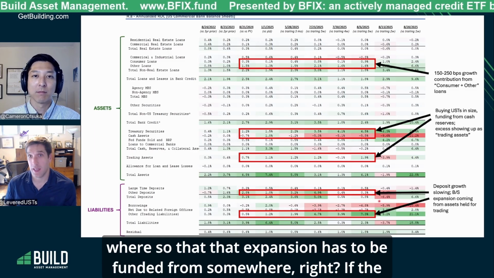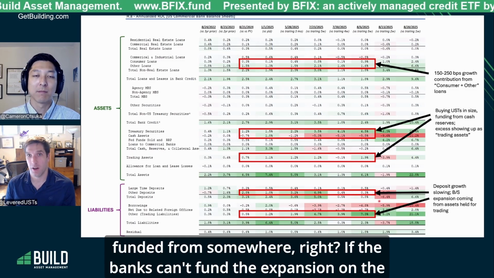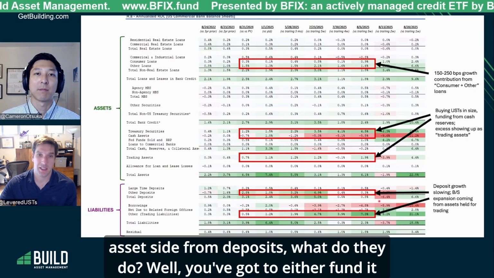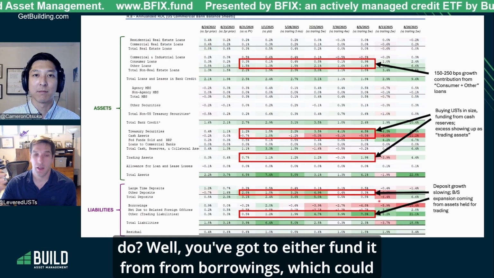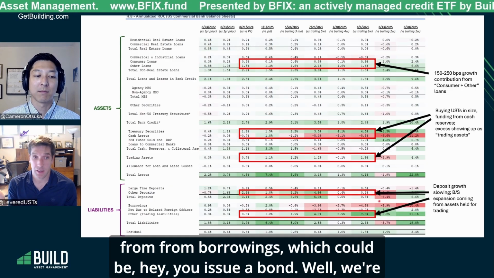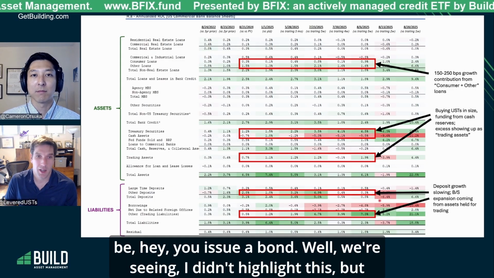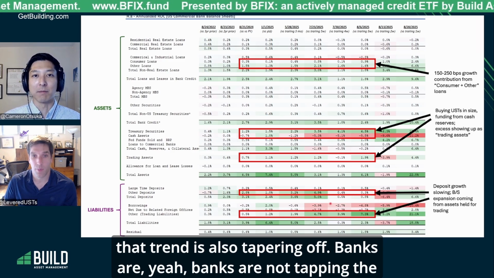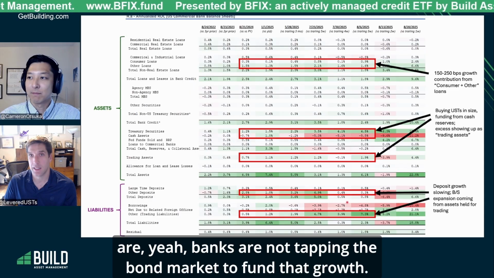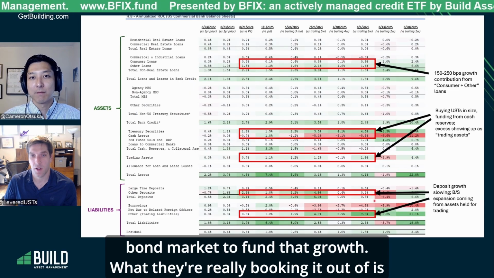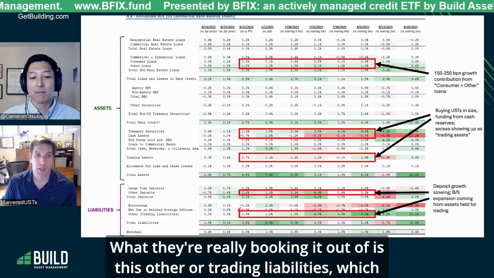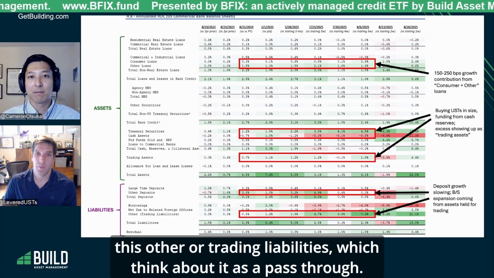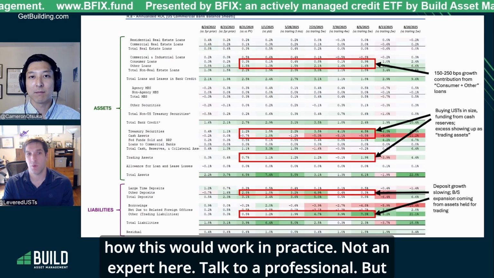And so that expansion has to be funded from somewhere, right? If the banks can't fund the expansion on the asset side from deposits, what do they do? Well, you've got to either fund it from borrowings, which could be, hey, you issue a bond. Well, we're seeing, I didn't highlight this, but that trend is also tapering off. Banks are not tapping the bond market to fund that growth. What they're really booking it out of is this other or trading liabilities, which, think about it as a pass-through, how this would work in practice.